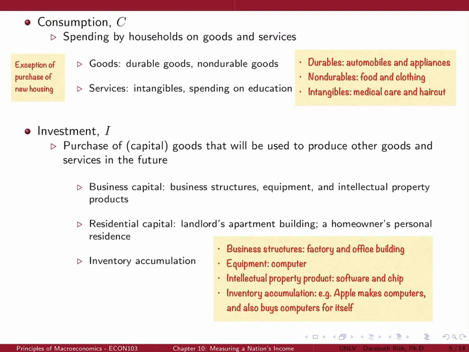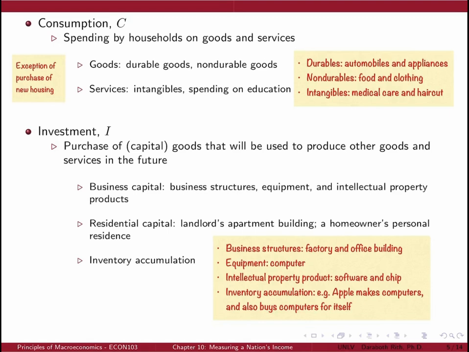Here, let's break down the components of GDP. Consumption spending, denoted as C. This includes all households' expenditures on goods and services. These expenditures are categorized into durables, such as automobiles and appliances, non-durables, such as food and clothing, and services, such as medical care and education. Note that purchases of new housing are not included in consumption spending.